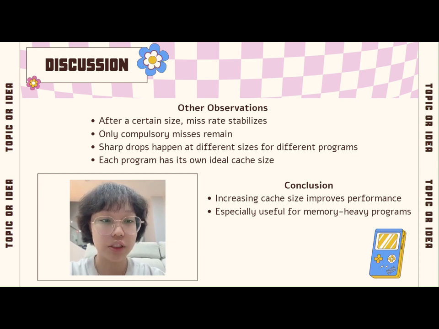Some programs had a sharp drop in miss rate at a certain cache size. For example, CEXP.prg improved a lot at just 0.5 kilobytes. Other programs had their own special points. This tells us that every program needs a different cache size to work best. In short, increasing cache size helps performance, especially for programs that use memory a lot.